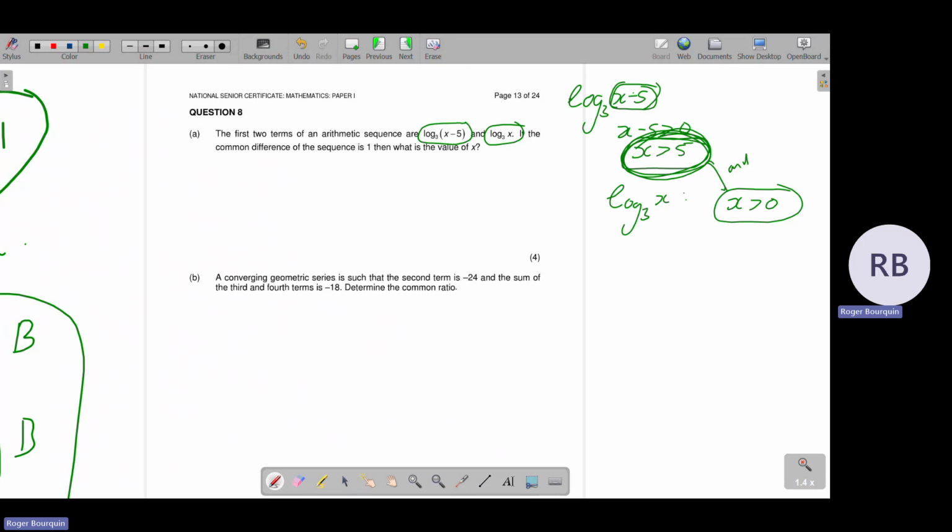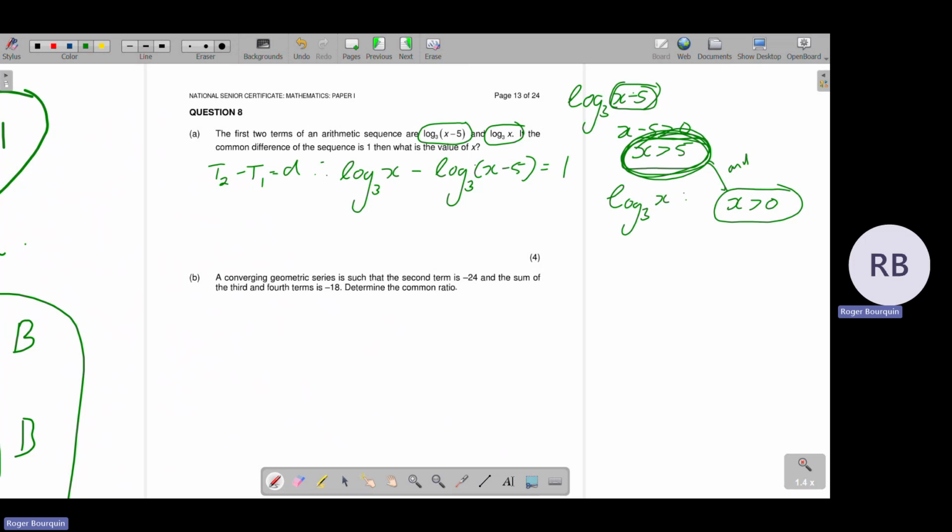Here, they tell you the first terms of an arithmetic sequence, and they tell you the common difference is 1. So term 2 minus term 1 in an arithmetic sequence, you don't have to write this down, is your difference. What's term 2 in this case? Log 3 of x. And term 1 is? Log 3 of x minus 5. And what must that be equal to? 1. So that's the basis for your equation.